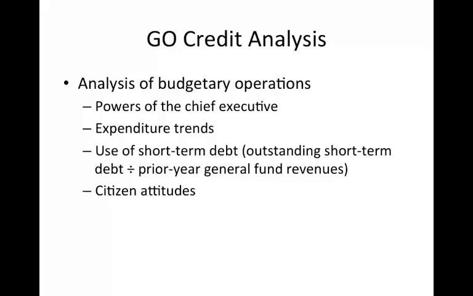And that's important because they may have all the capacity to issue debt in the world. Their debt burden is very low when compared to property values or per capita. But if there's no evidence that citizens are going to support issuing more debt because they've voted down every referendum for the last 20 years, then it doesn't matter how much financial capacity they have to issue that debt. They're not going to be able to issue it as a practical matter because the citizens are never going to approve it.